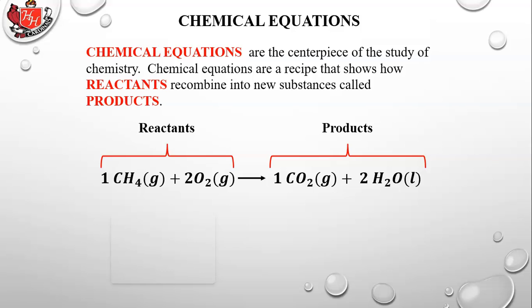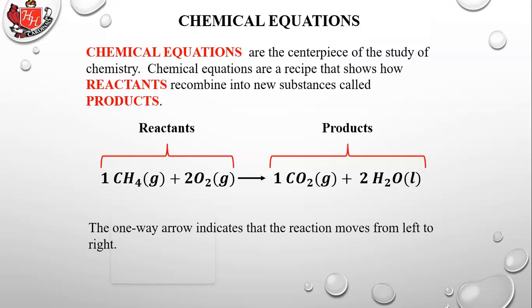Many reactions can go backwards, go from right to left, but for right now, we're just going to keep it simple and just talk about reactions always going from left to right, and in most cases, they do. So the one-way arrow indicates that the reaction moves from left to right. So any chemical process that happens in the universe between any elements or compounds can be expressed in one of these simple sentence-like structures called a chemical equation.